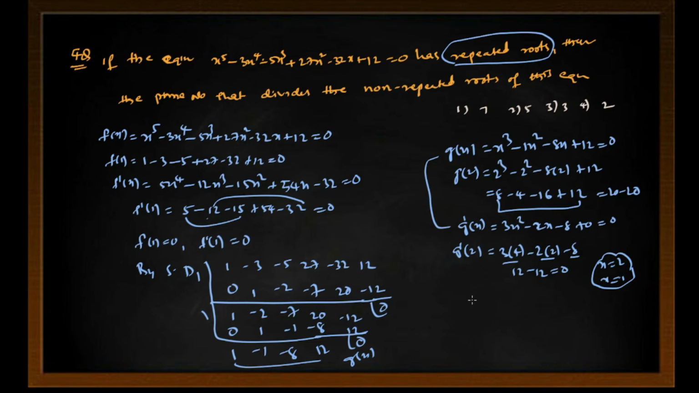So by using synthetic division, what about g of x? 1, minus 1, minus 8, 12, 0. Now dividing by 2. So 1 plus 0, 1. 1 2s are 2, 1, 1 2s are 2, minus 6, 6 2s are minus 12, 0. Now again dividing by 2, 1 plus 0, 1, 1 2s are 2, 2 plus 1, 3, 3 2s are 6, 6 minus 6, 0.